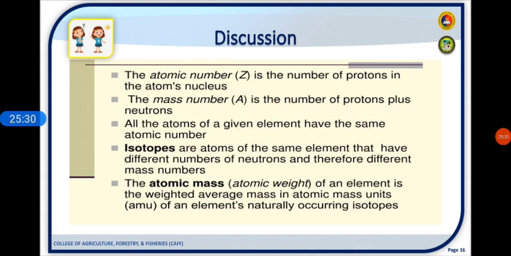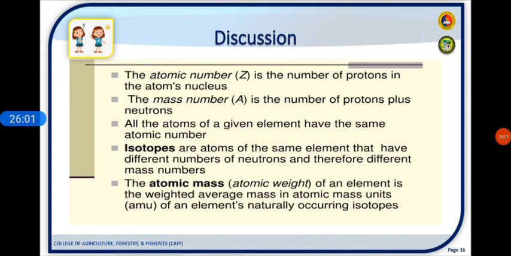All the atoms of a given element have the same atomic number. For example, we have atomic number 1, hydrogen, and that also means hydrogen has only one proton. Then the next one we have He, or helium, atomic number 2. So the atomic number is 2, and therefore the proton number is also 2.